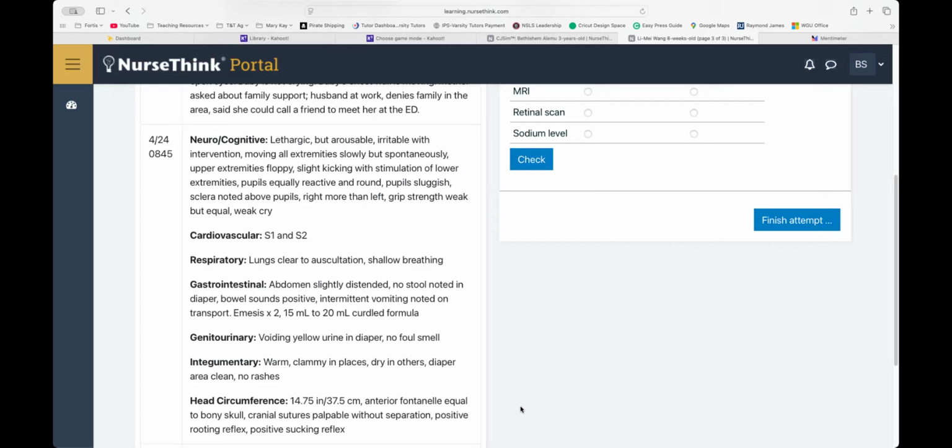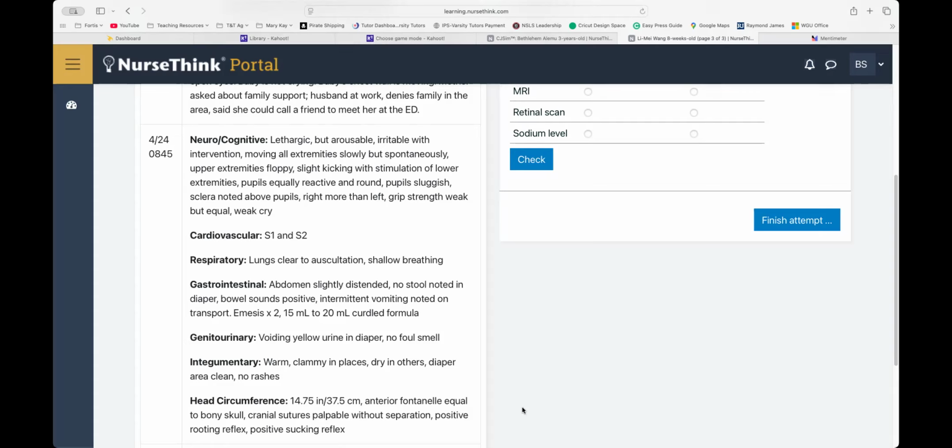What do they mean when they say anterior fontanelle equal to bony skull? What is that a fancy way of saying? Yeah, we're talking about that soft spot. So that's a whole lot of words to mean it's flat. They could have just said anterior fontanelle flat. So that means we don't have any additional swelling causing increased intracranial pressure. She's not dehydrated. That's a reassuring sign.